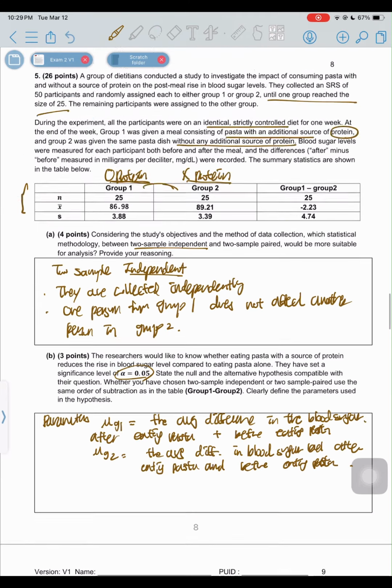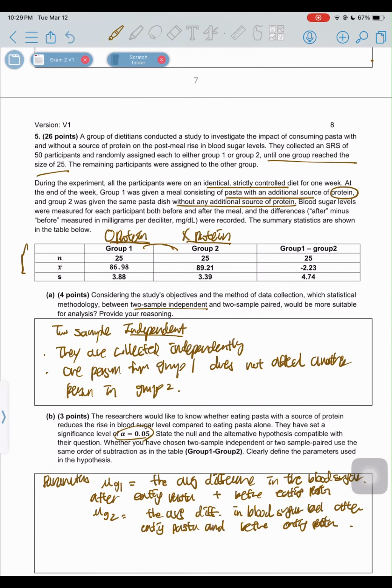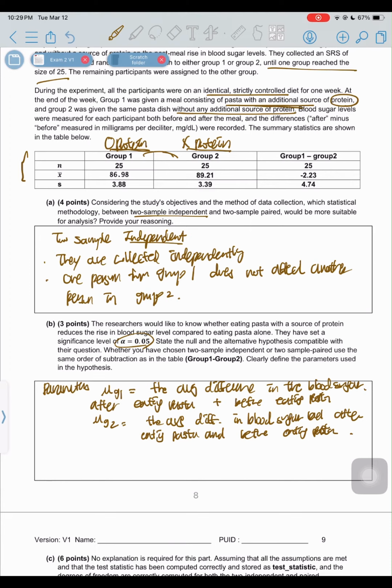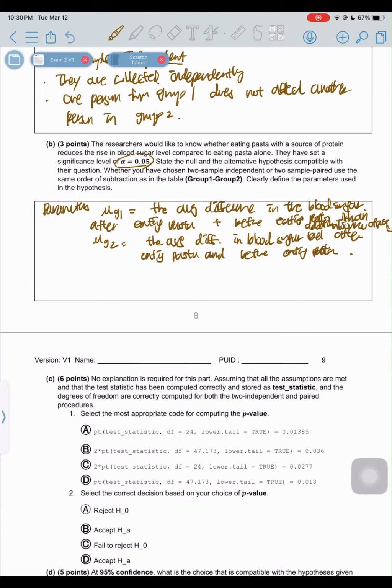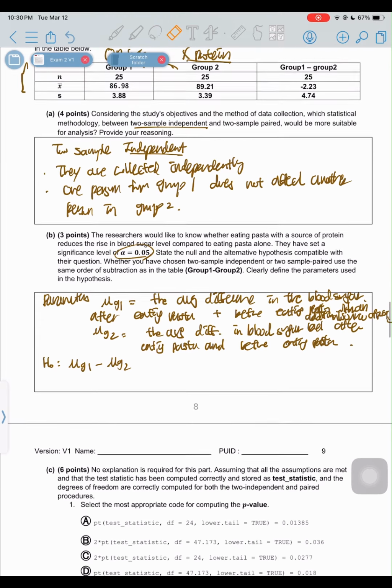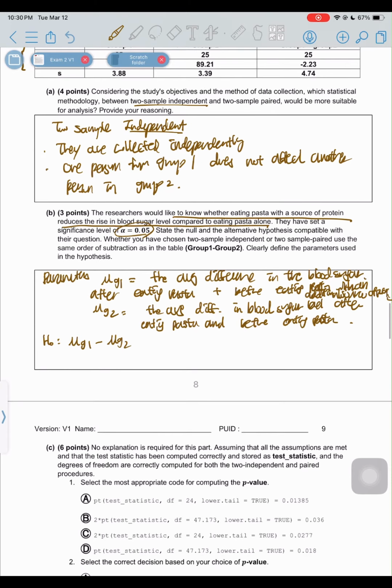So I should have added that pasta was an additional source. Sorry. And with an additional source of protein. So yeah, that's group 1 and group 2. So H naught would be UG1 and UG2 would be equal to, actually what is the, oh yes, I'd like to know whether eating pasta with a source of protein reduces the rise compared to eating pasta alone.